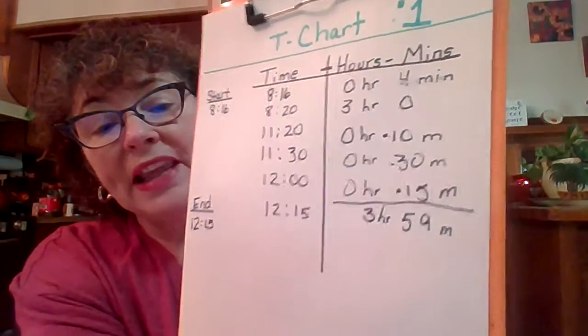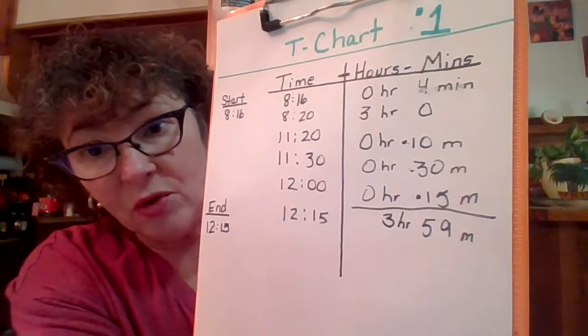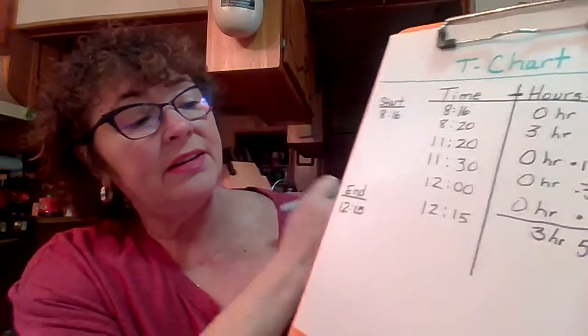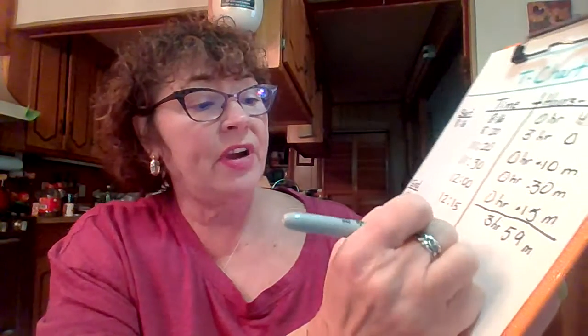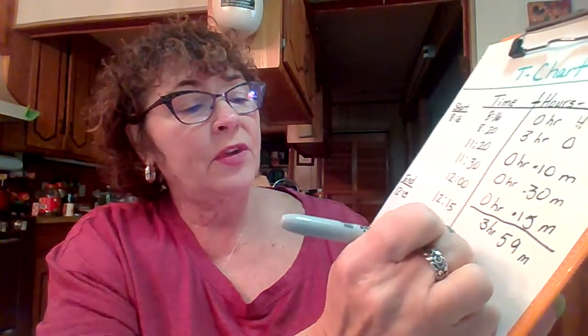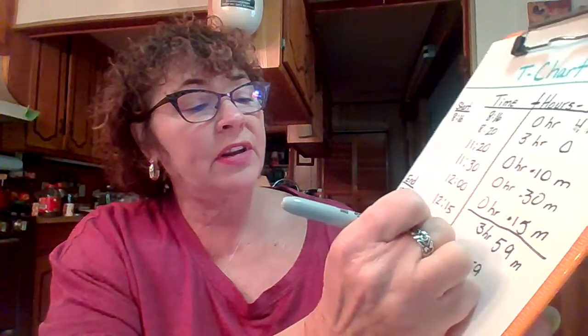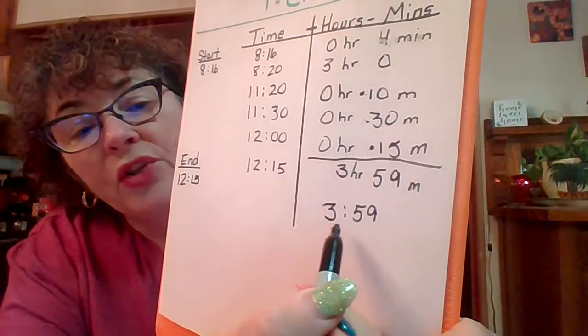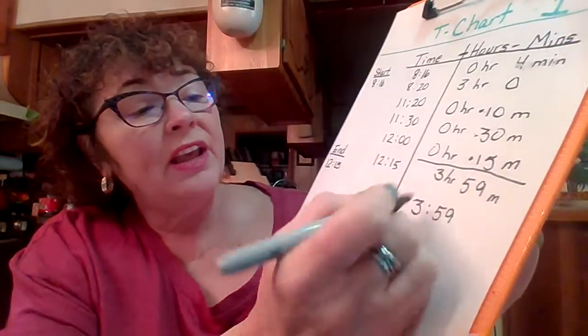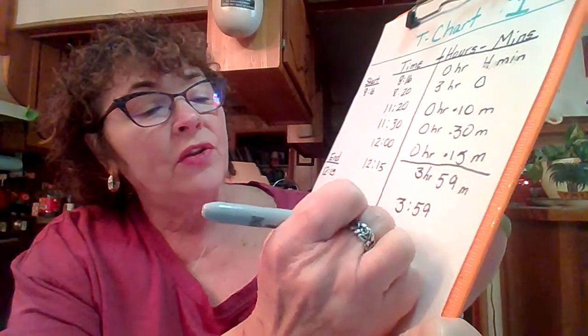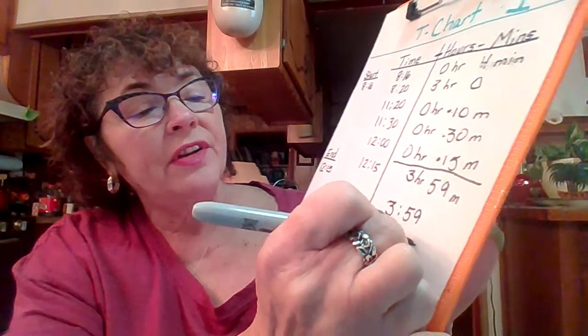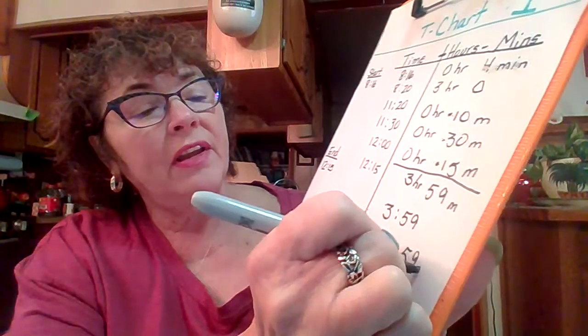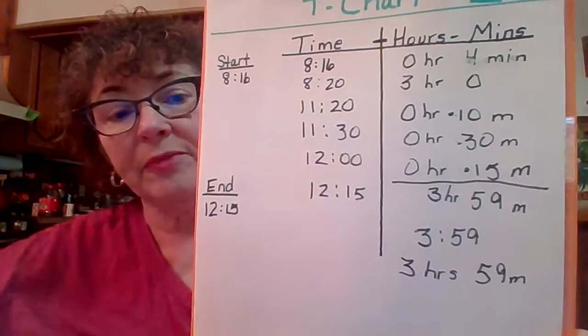So this ended up being the elapsed time, 3 hours and 59 minutes. Now, there's 2 ways you can write it. 3 with the colon, and then 59. Where'd it go? There it is. 3:59, or you could write it 3 hours and 59 minutes. Okay, so that's one way to do the elapsed time.